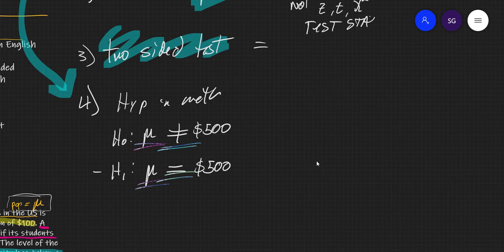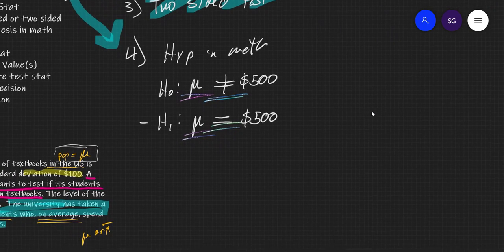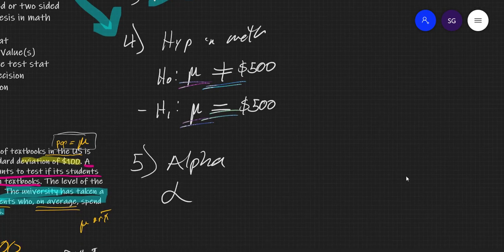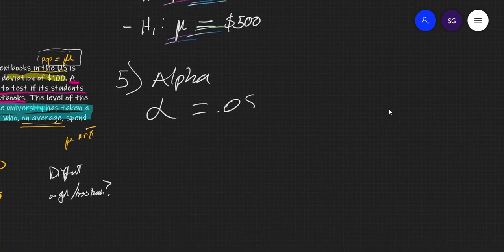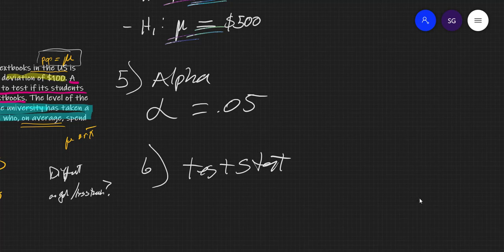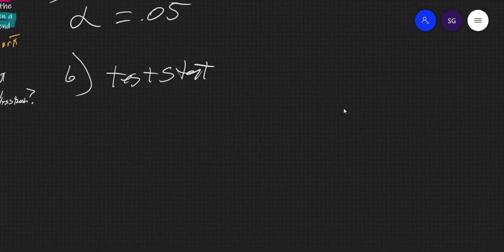All right, now let's get to the heavy lifting, but we're not there yet. Step 5 is alpha. What is my alpha? Alpha is equal to 0.05. I know that from my little variable cheat sheet. Step 6 is a test stat. And just like we talked about above, the test stat is going to be a z or a t or a chi-squared. It's going to be something with an equal sign, right? Z is equal to x minus mu over sigma. It's something that I have to calculate.